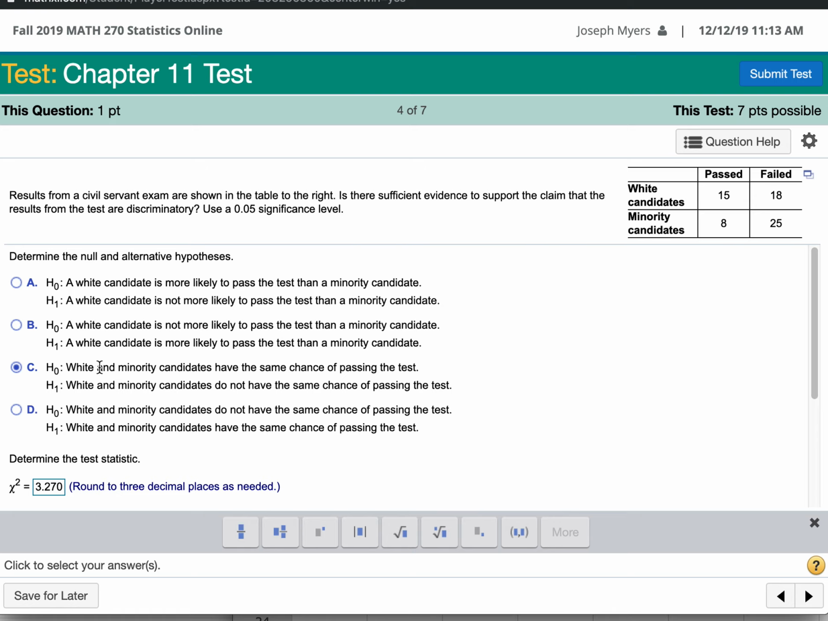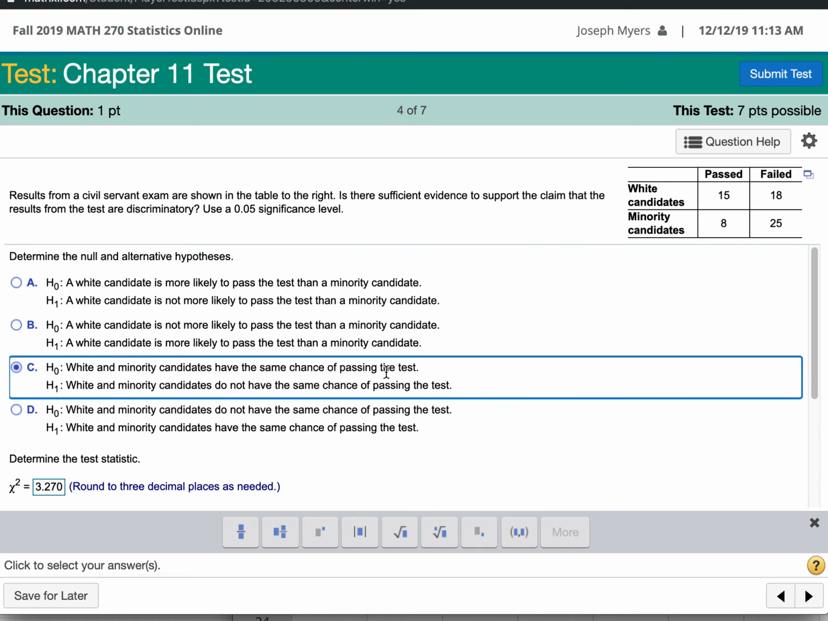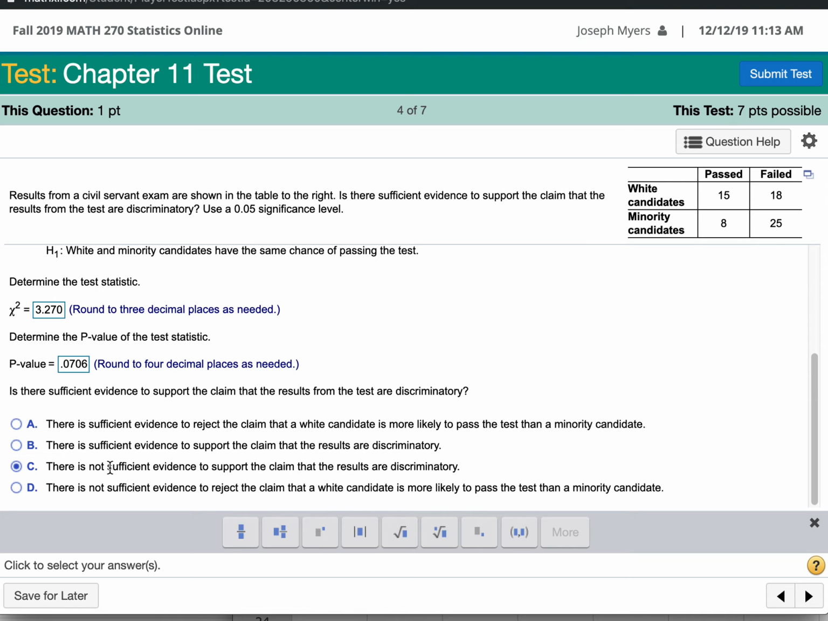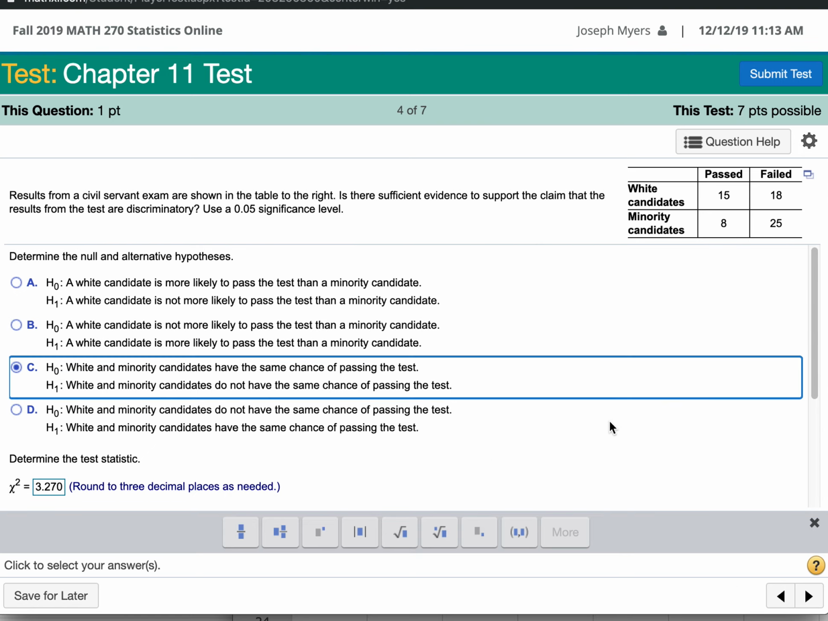So if the p-value is higher than the significance level, then you cannot reject the null. So we cannot reject that they have the same chance to pass the test. That means you cannot accept the claim that they do not have the same chance of passing the test. So there's not sufficient evidence to support the claim that the results are discriminatory, meaning that they do not have the same chance of passing the test. So that's a kind of confusingly worded question.